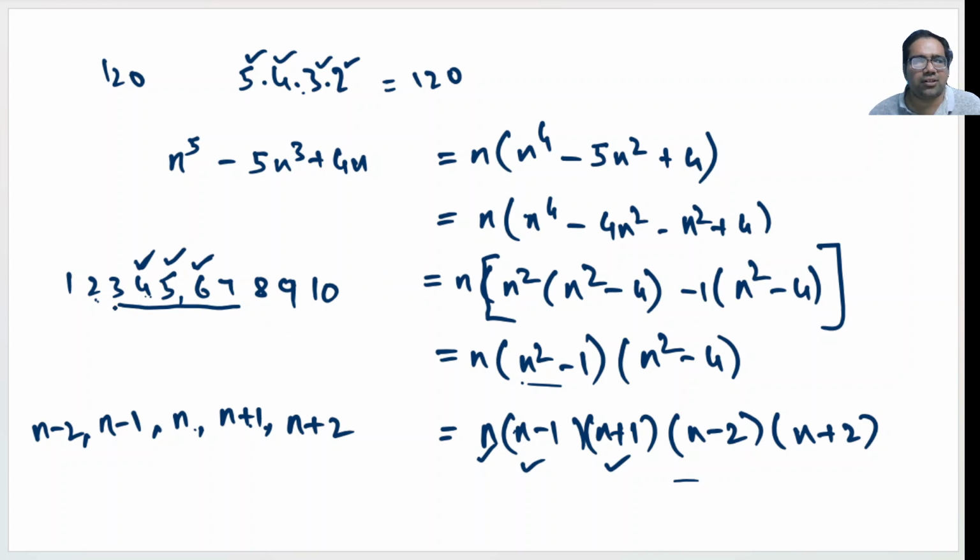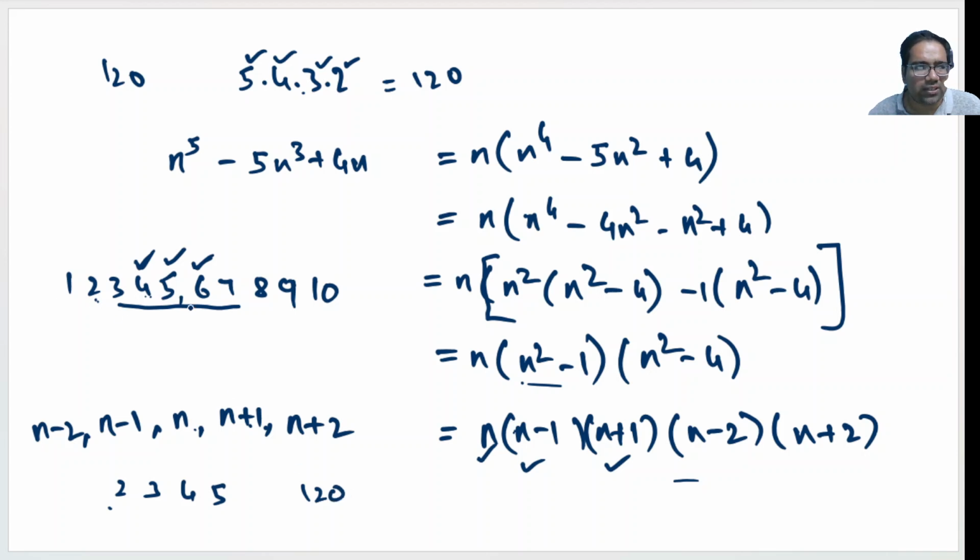So any 5 consecutive numbers, there will always be at least one multiple of 5, one multiple of 4, at least one multiple of 2, at least one multiple of 3. That means the product of these 5 numbers, n minus 1, n plus 1, n plus 2, n minus 2, and n, which is n power 5 minus 5n cube plus 4n, will always be a multiple of 2, 3, 4, 5, always a multiple of 120.